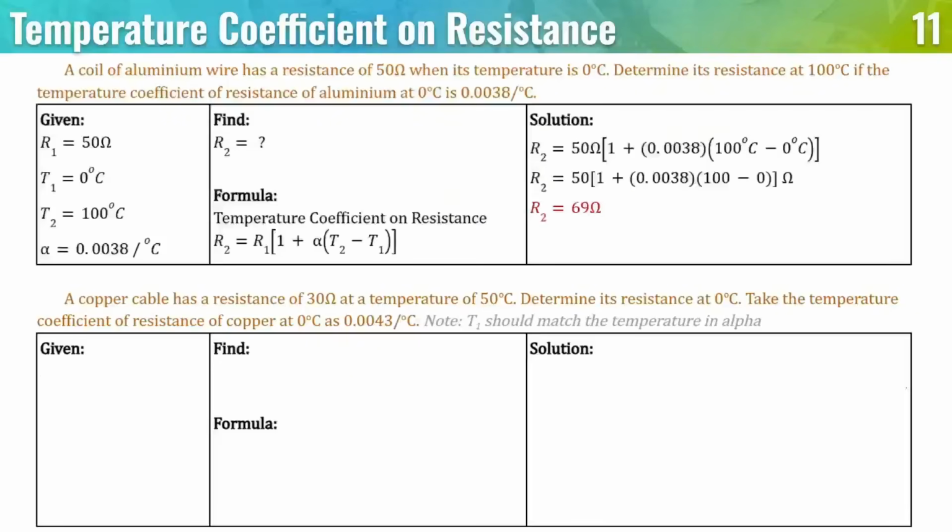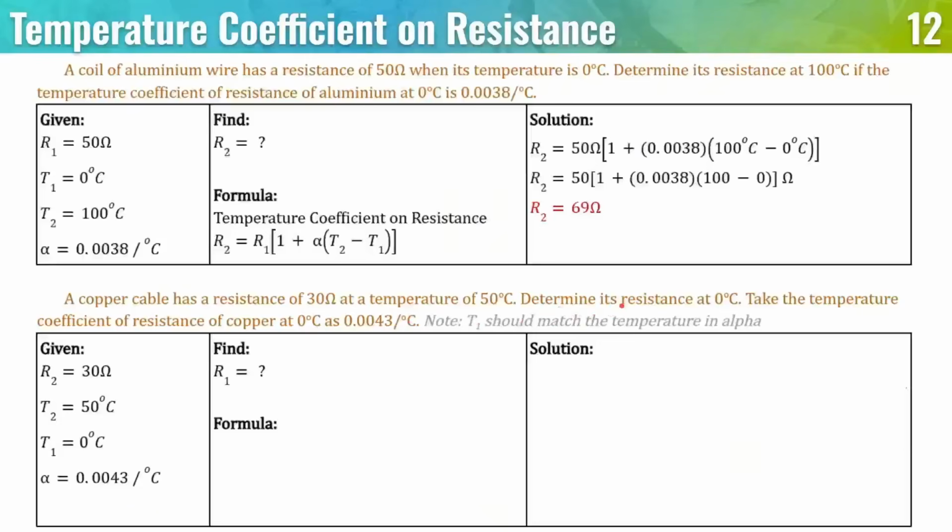Take the temperature coefficient of resistance of copper at 0 degrees Celsius as 0.0043 per degree Celsius. At this point, a common mistake that many students make is, if the temperature of 50 degrees Celsius is stated first, they automatically assume this is the initial temperature. Not necessarily. This is actually going to be our final temperature, or the second temperature, because our coefficient of resistance is specified for 0 degrees Celsius. So identifying the given, we have these values.